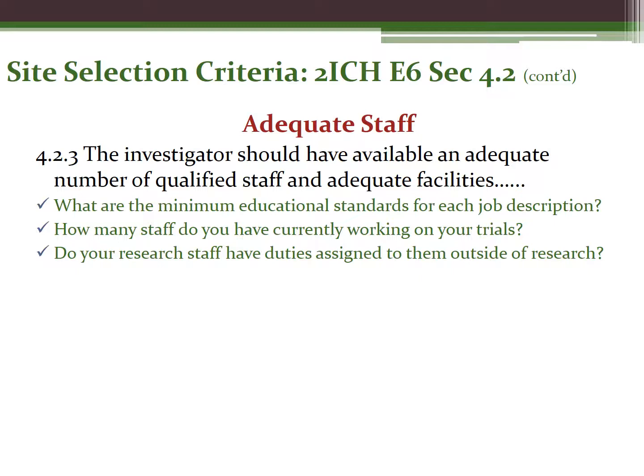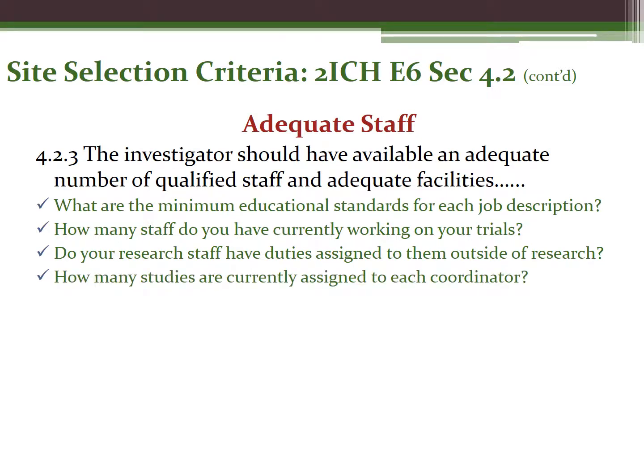Basically, there can be a host of questions here that is trying to determine, do you have enough people to do the work? So even if you say how many staff you have working on your trials, that maybe is not detailed enough. So the sponsor might ask some more questions about that. How many trials are assigned to each research coordinator, things like that. So these are just some sample questions you'll get.